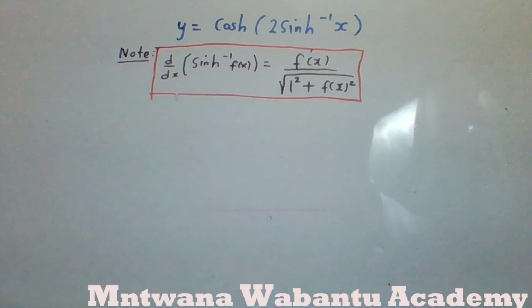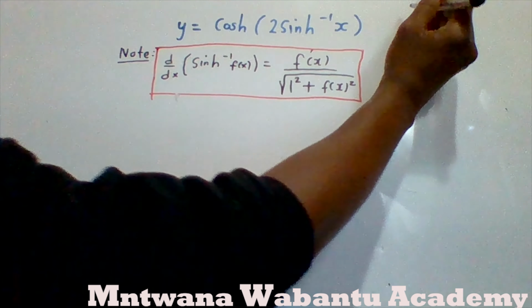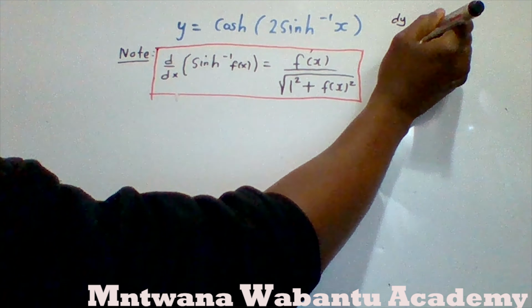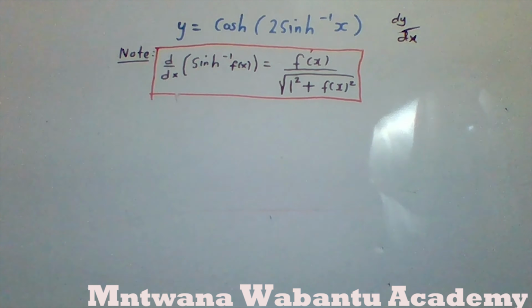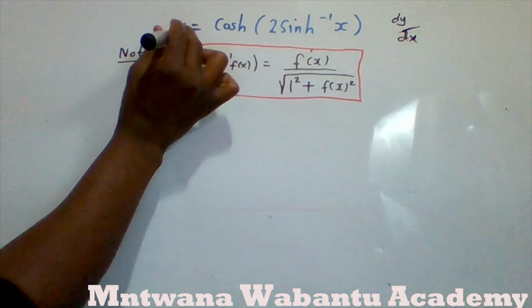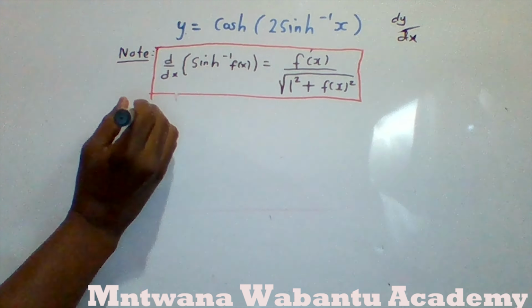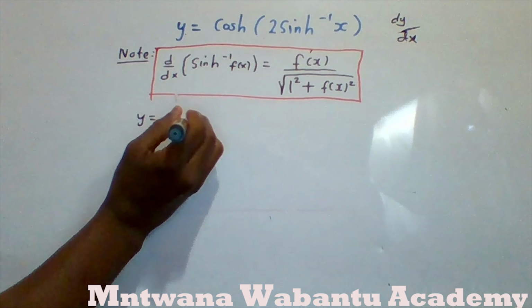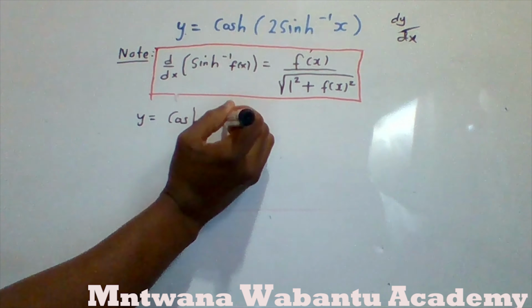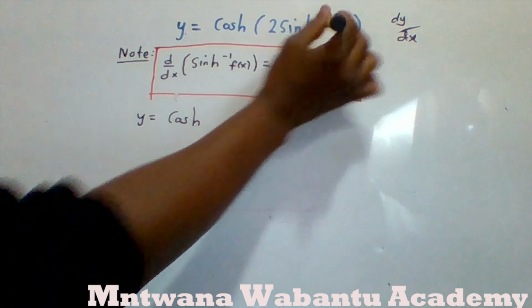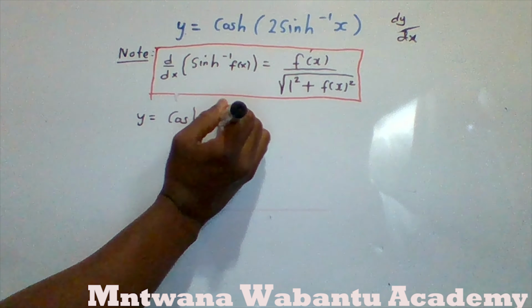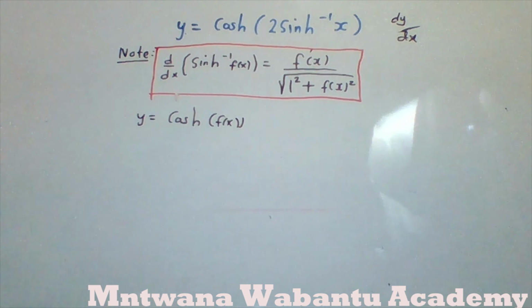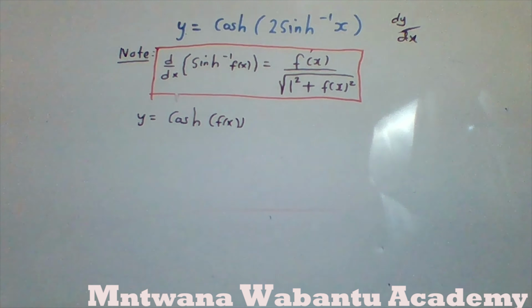So this question here, say we have to differentiate, find dy dx. So they want us to find dy dx of that equation over here. This is easy. So first of all, it's y equals cosh of f of x. Remember, this is the function, cosh of f of x.